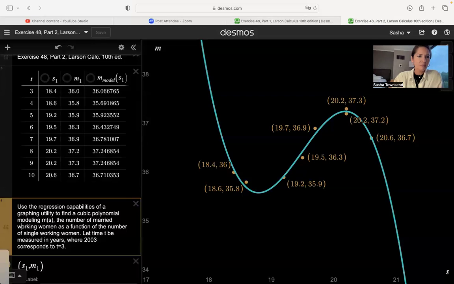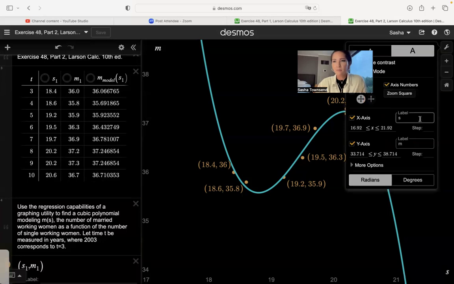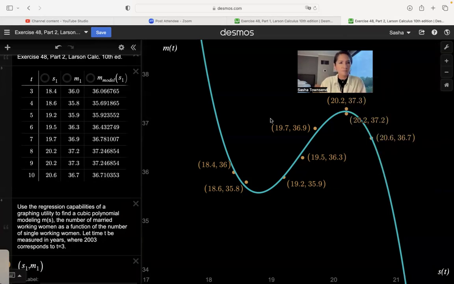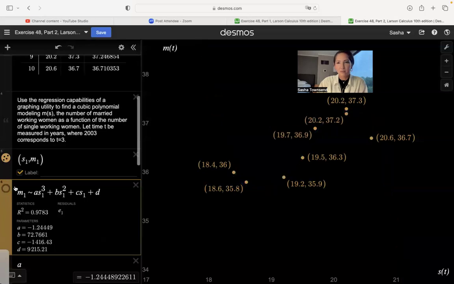Okay, so using the same data set as before, I want to plot my S values and my M values together. So there's no t-axis here. This is M on our vertical axis and S on our horizontal axis. We can label those S of t and M of t because those depend on years. We plot the points, that's what we get.